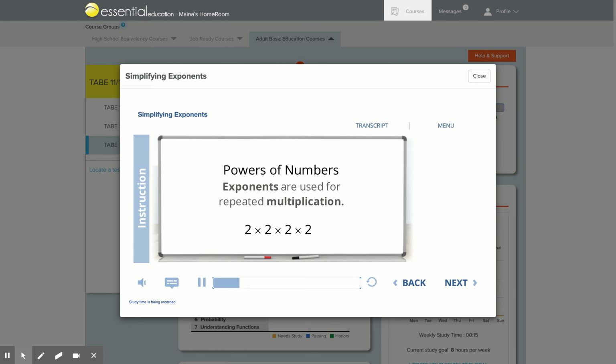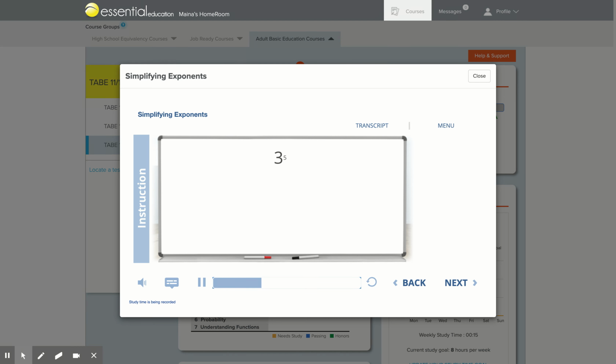2 times 2 times 2 times 2, using exponent notation, is written as 2 with an exponent of 4, which is written above and to the right of the 2. Here, the number 2 is called the base, and the 4 is the exponent. When you see an exponent notation like this, it's called a power. For this, you'd say 3 to the power of 5. The base is 3, and the exponent is 5. It is equal to 3 times 3 times 3 times 3 times 3.